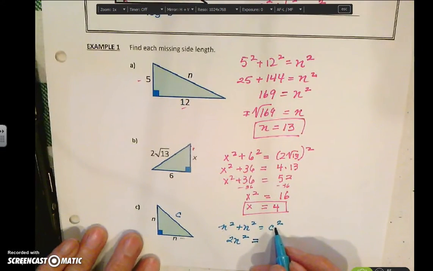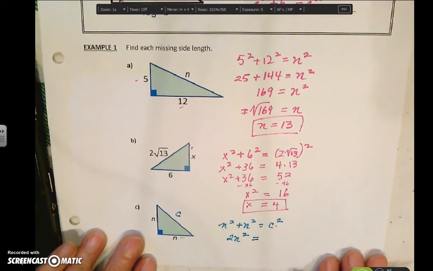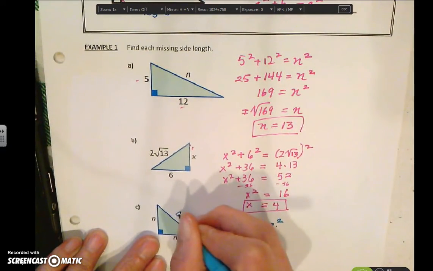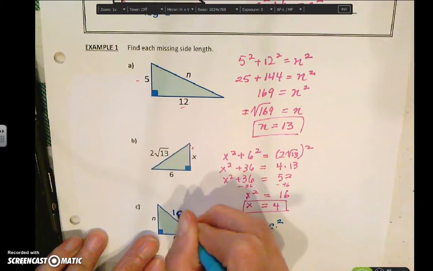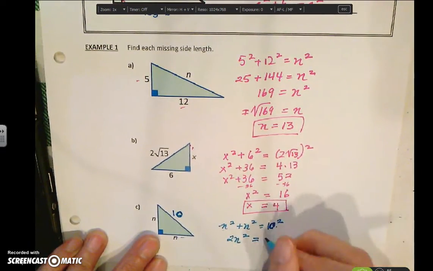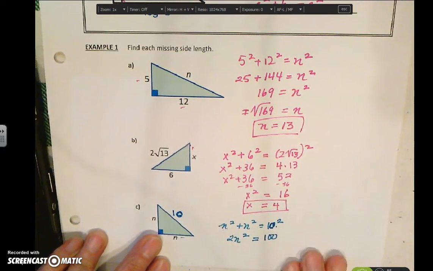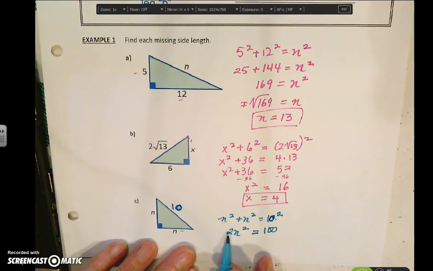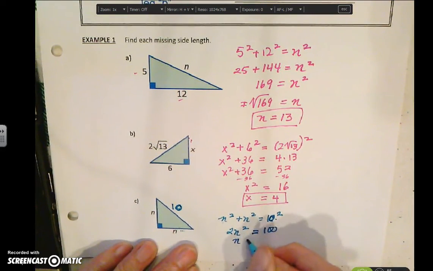I'm guessing that we left off a number here. Let's just make one up. Let's say that this then is going to be, we'll call it 10. So this is going to be 10 squared, which is 100. And then to solve it, I can't take the square root of both sides yet because this n squared is not isolated. So I'm going to divide both sides by 2 and get n squared is equal to 50.